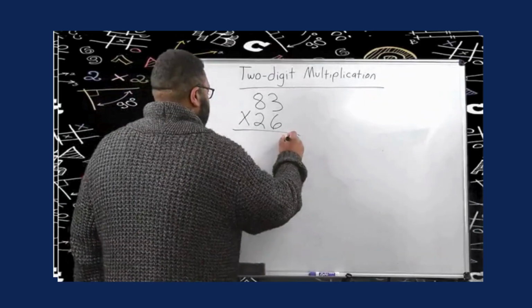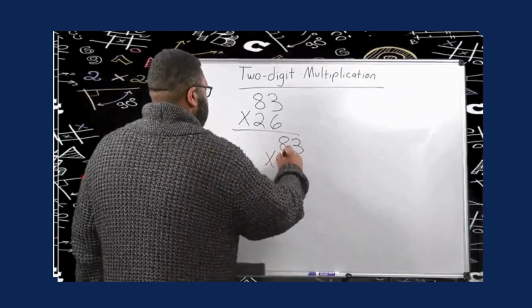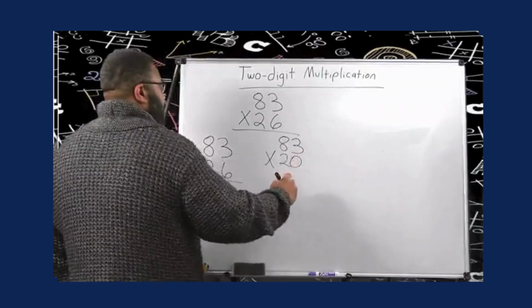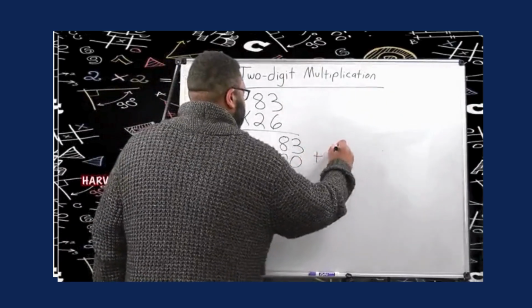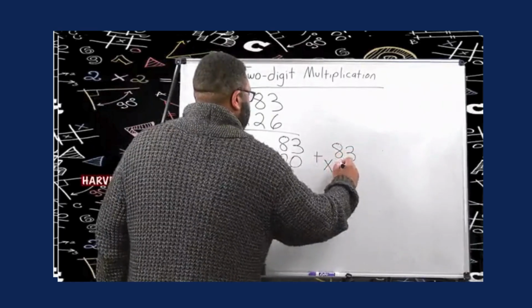Okay, we'll come here again. 83 times 20 plus 83 times 6.